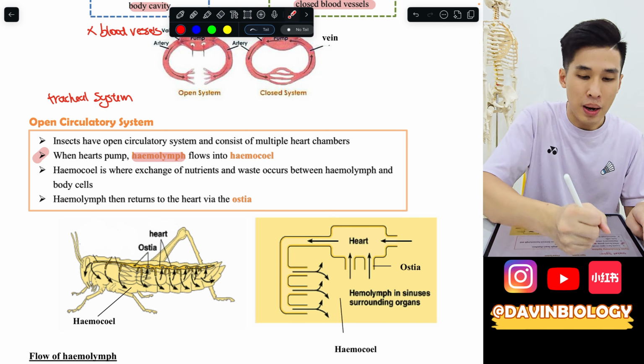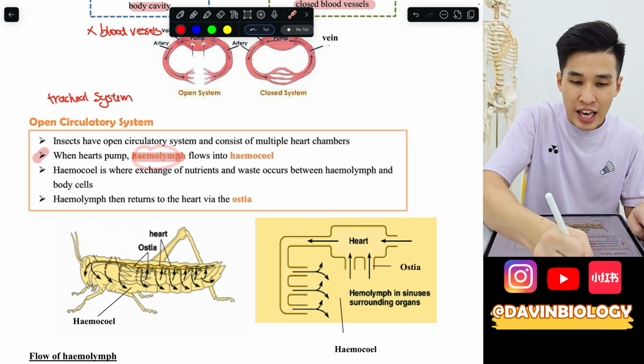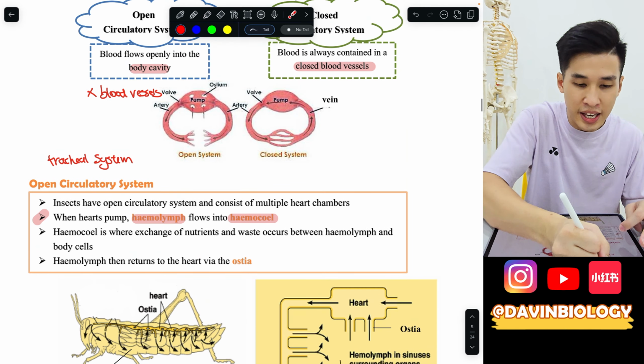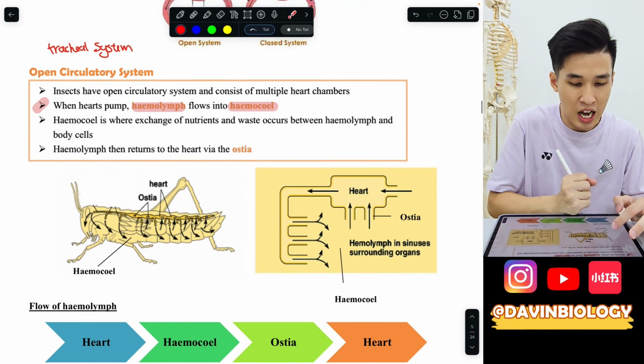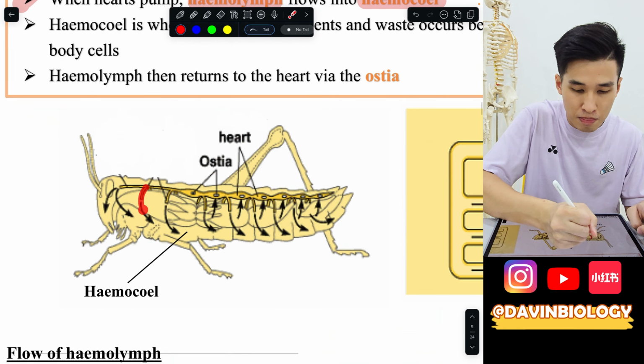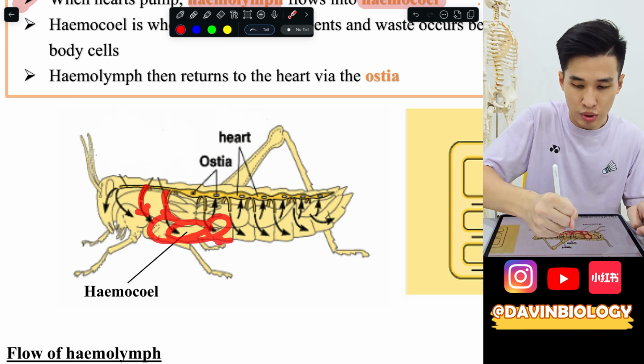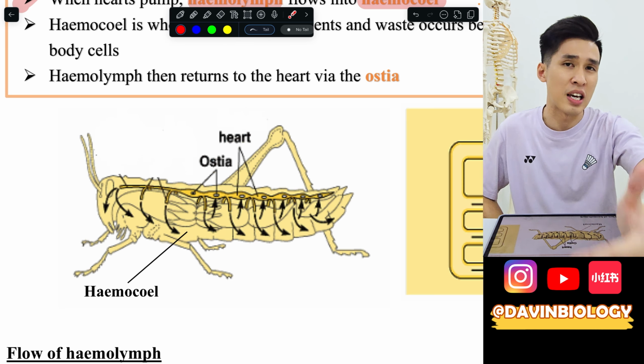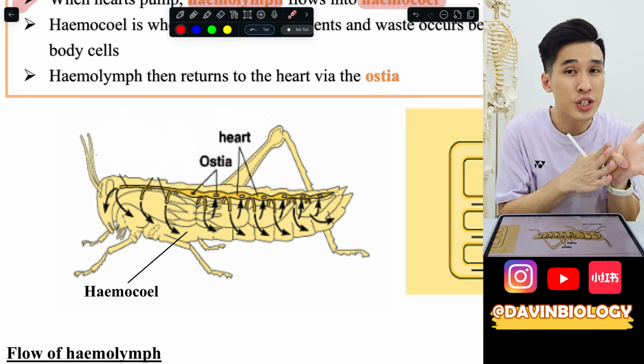So when their heart pumps, they pump something called hemolymph into the hemocoel. Hemocoel is the body cavity that we mentioned just now. So you can see when the heart pumps, the blood will flow out openly into their body like that. Then you might ask, if their blood doesn't carry oxygen, what does their blood carry? Their blood carries nutrients and waste.